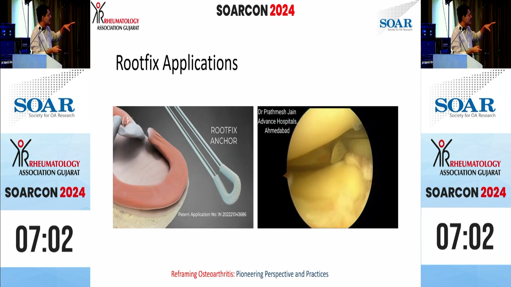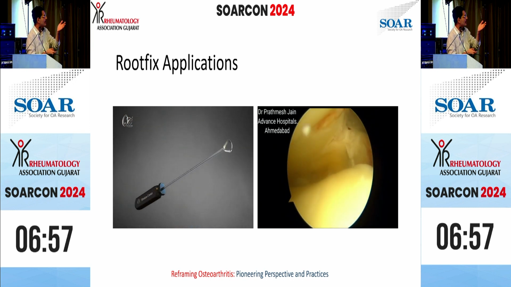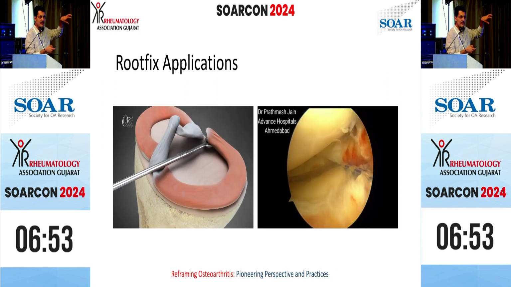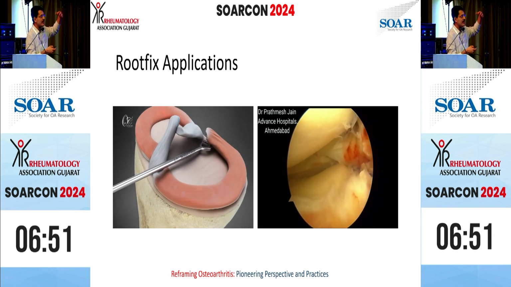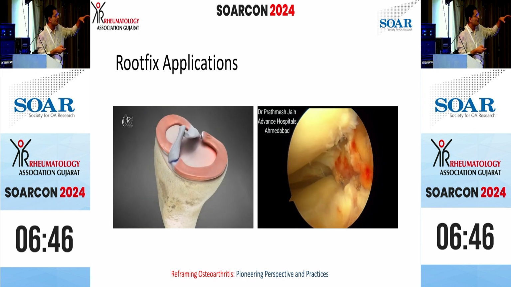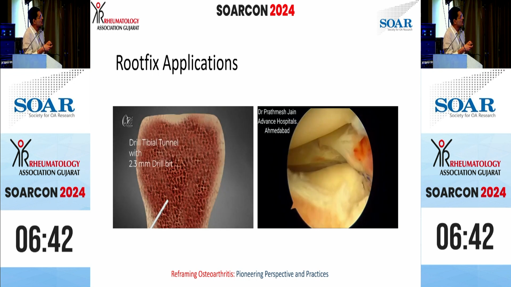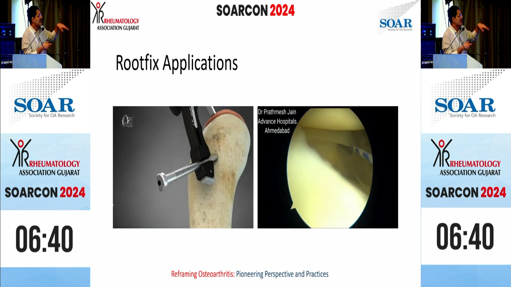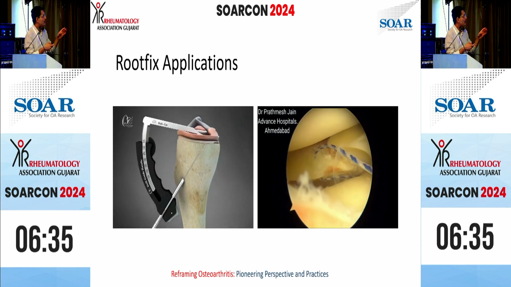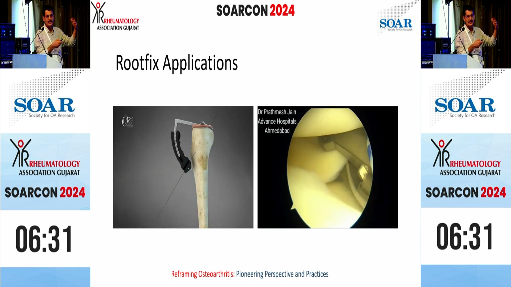This is an animation. When the root is avulsed from its attachment, we put an anchor in a retrograde fashion. Where the root is torn, we put an anchor in a retrograde fashion. These are the two simultaneous videos. One is an animated video, one is an actual video. The drill goes in, and over that we put a needle. Over that needle, we put a wire, and over that wire we put an anchor. So, these are 3 steps.